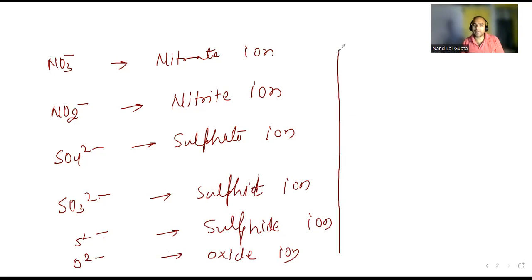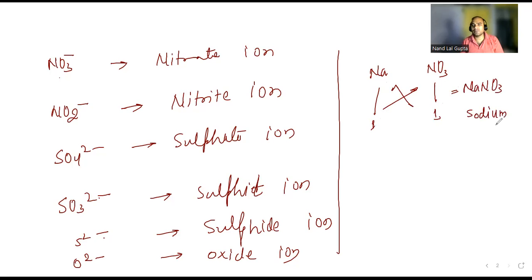See, suppose I am taking sodium and nitrate, NO3. Here the valency I wrote is how much? One charge, no? One charge means one valency. Sodium valency is also one. Cross multiply. See the formula. It is coming NaNO3. So what is the name? It is going to be sodium nitrate.